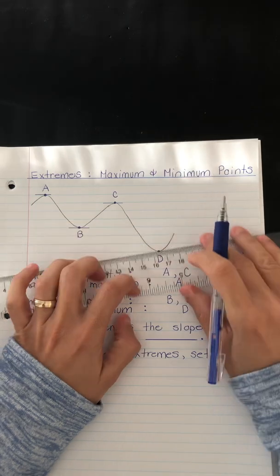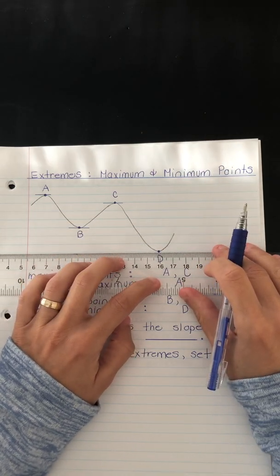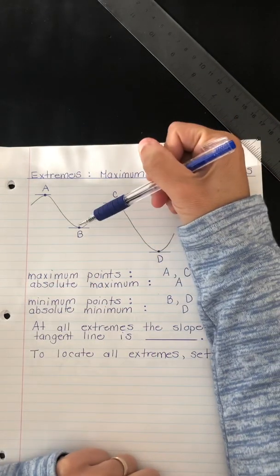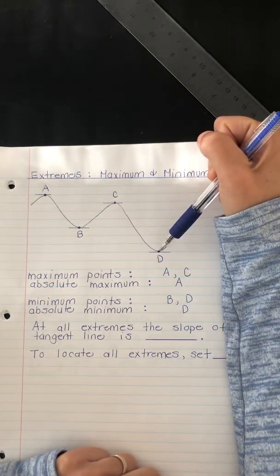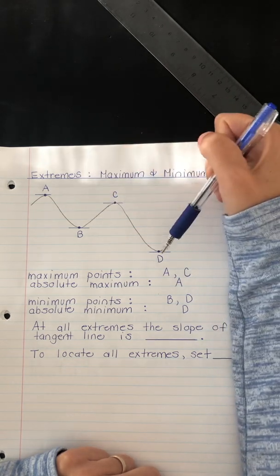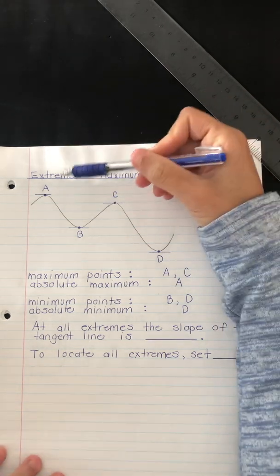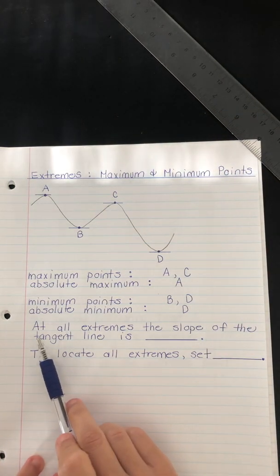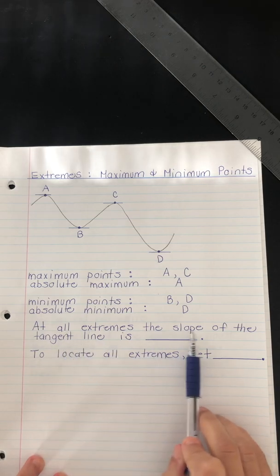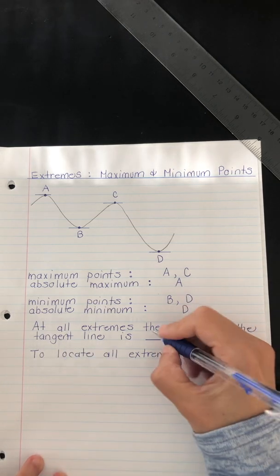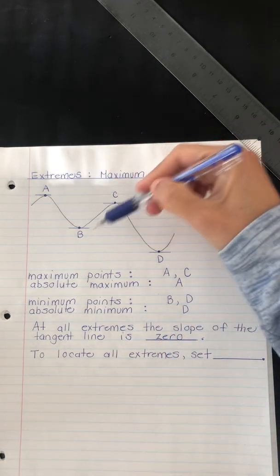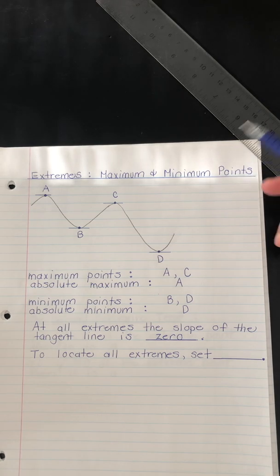So picture a line that intersects the curve only at point A, only at point B, and so on. So these are the tangent lines that I've just drawn here. You should note that they are all horizontal lines. And therefore, we can say at all extremes, the slope of the tangent line is 0. Okay, so at any extreme point, if you draw a tangent line, it will be horizontal.